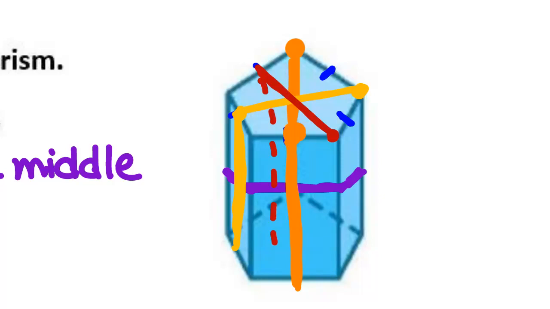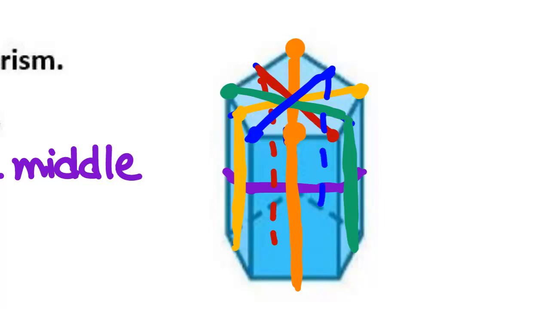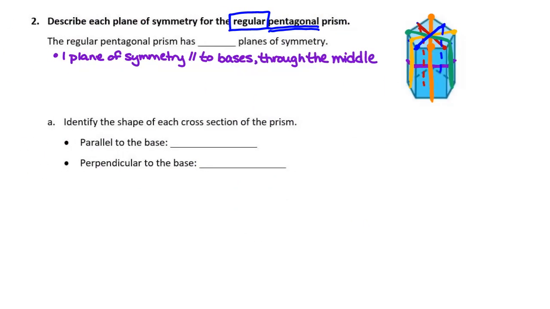Where's another one? I got this. Are there any others? I see one last one that we could do. There's this vertex and this midpoint right here. So how many ways can I cut it through the top? I can cut it 5 ways through the top because I'm going to go through the midpoints of all 5 edges and I'm going to hit all 5 vertices. So I've got 5 planes of symmetry.